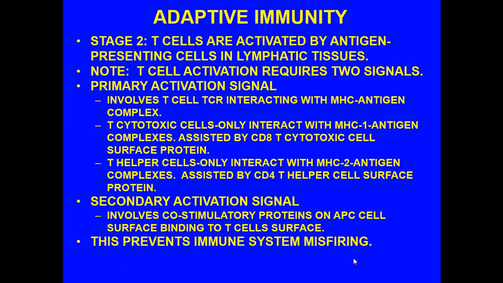T cells are activated by the antigen-presenting cells in lymphatic tissues. Remember, T cell activation requires two signals. You're going to have a primary and a secondary activation signal. The primary activation signal involves the TCR, in other words the T cell receptor, interacting with the MHC antigen complex. All right, so they shake hands, they start to exchange information, but there's got to be a second activation signal. We'll get to that in a second.